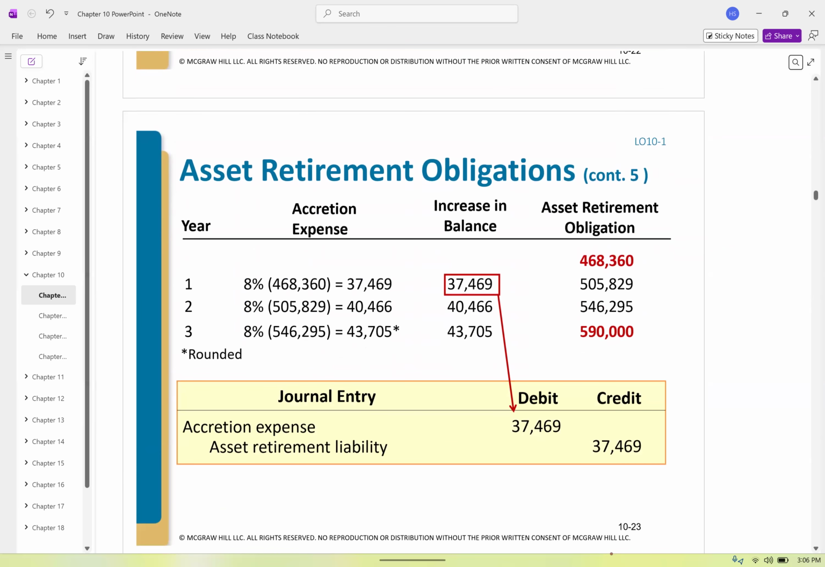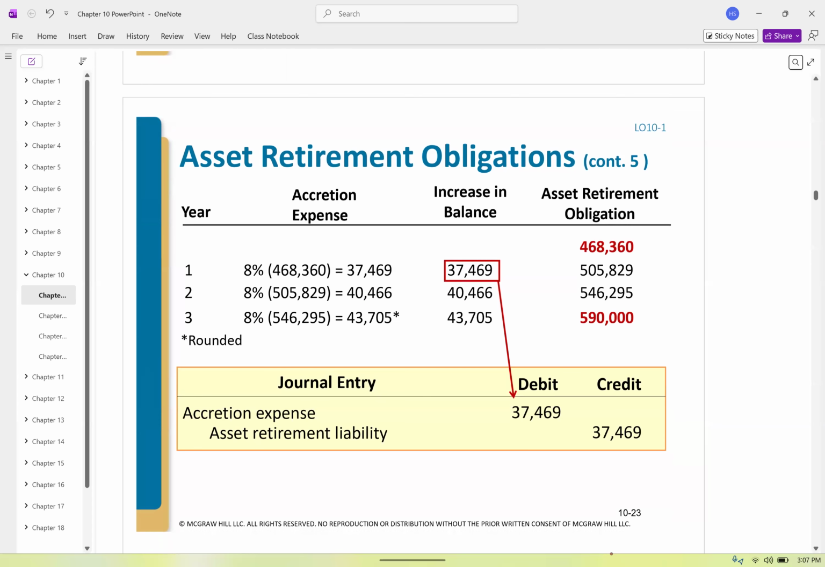All right. So let's talk about this asset retirement obligation, this accretion. If you think back to when we did amortization tables, that's exactly what this is. Remember, this would be called the carrying value. So we take the 468,360, multiply that times the 8%. They did the calculation right here. That gives us 37,469. We're going to debit accretion expense and credit that asset retirement liability. And we're going to make this exact same entry at the end of every year for this asset.